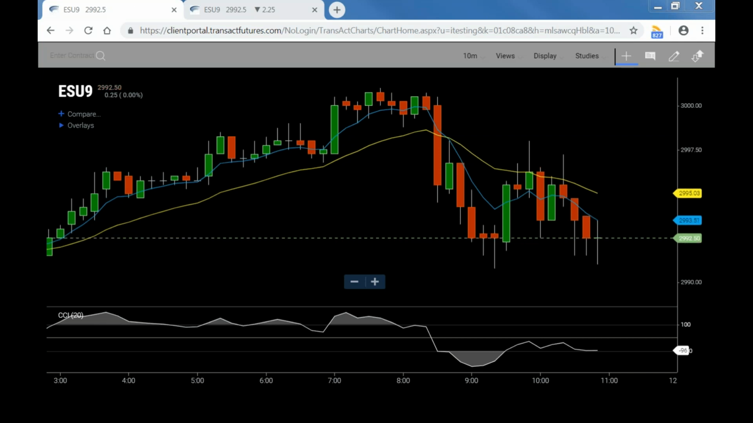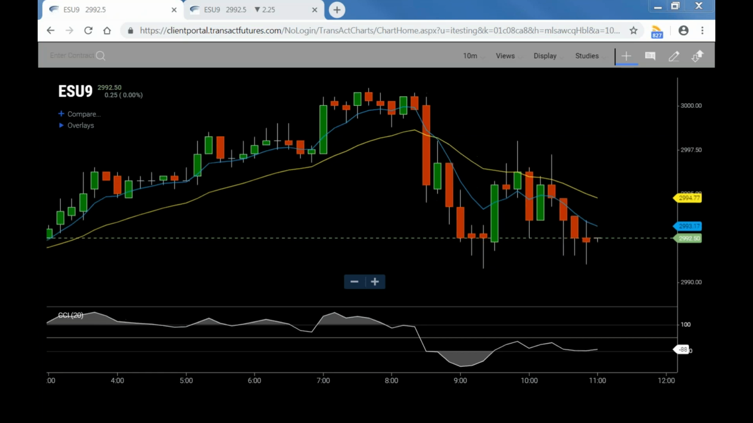David, that's an intriguing idea. Adding stuff like point of control, value areas and stuff on the trading ladder itself. That merits a question. That's a great idea.